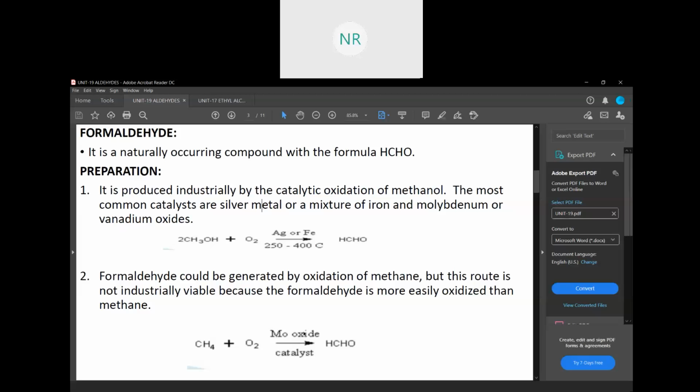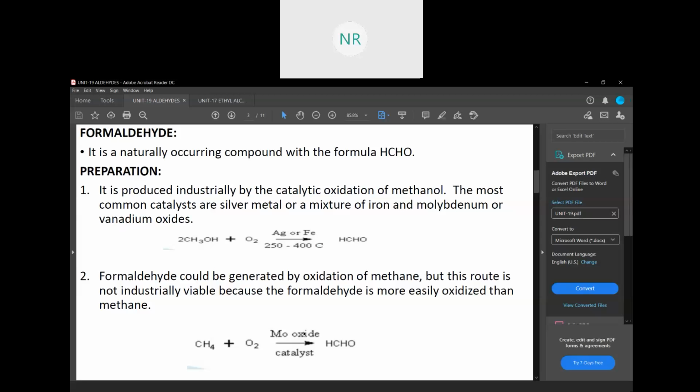It is produced industrially by the catalytic oxidation of methanol. Oxidation means loss of electrons or gain of oxygen. Methanol is nothing but methyl alcohol, CH3OH. The most common catalysts are silver metal or a mixture of iron and molybdenum, or vanadium dioxide. Okay, so those are your catalysts.